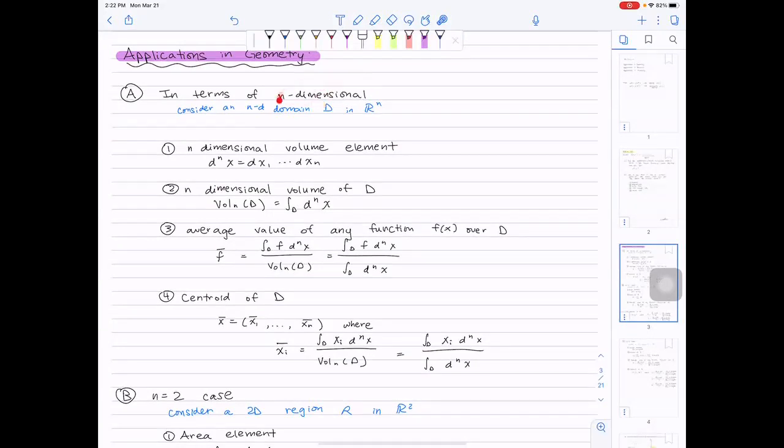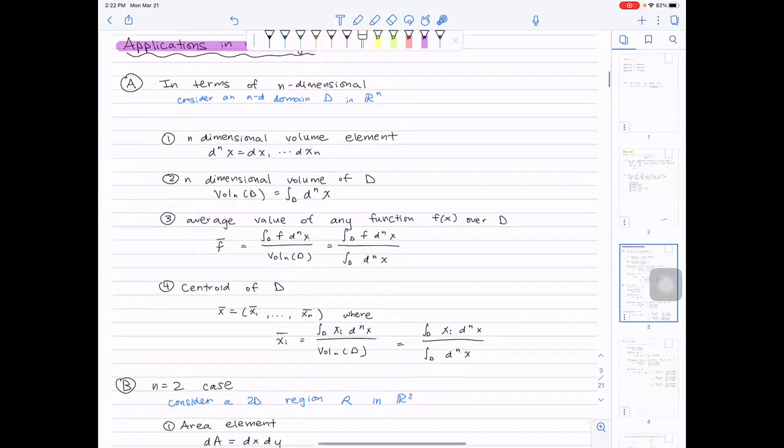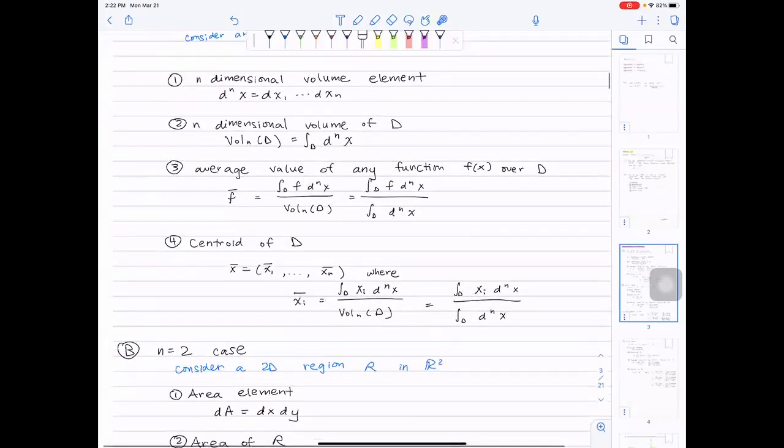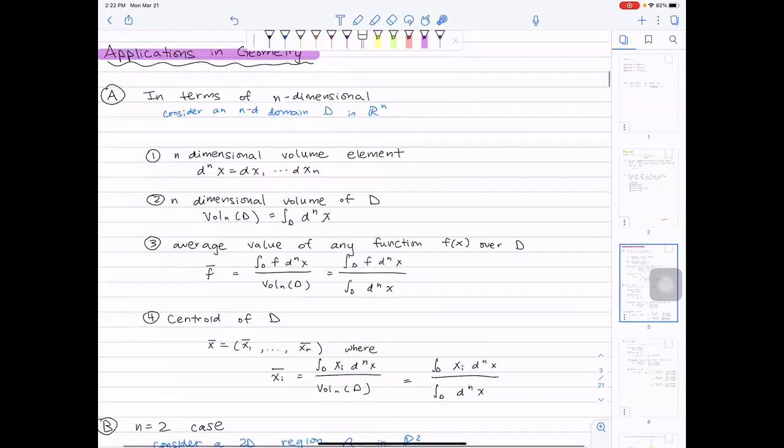In terms of n-dimensional, meaning whether your domain is in 2D or 3D, no matter what, this n-dimensional setup lets us generalize all our equations. Specifically, in the n equals 2 case, a 2-dimensional volume element, if you're in 2D, it's area. That gives you your area element, which is dA or dx dy. To find area over some region, you do the double integral of dA.